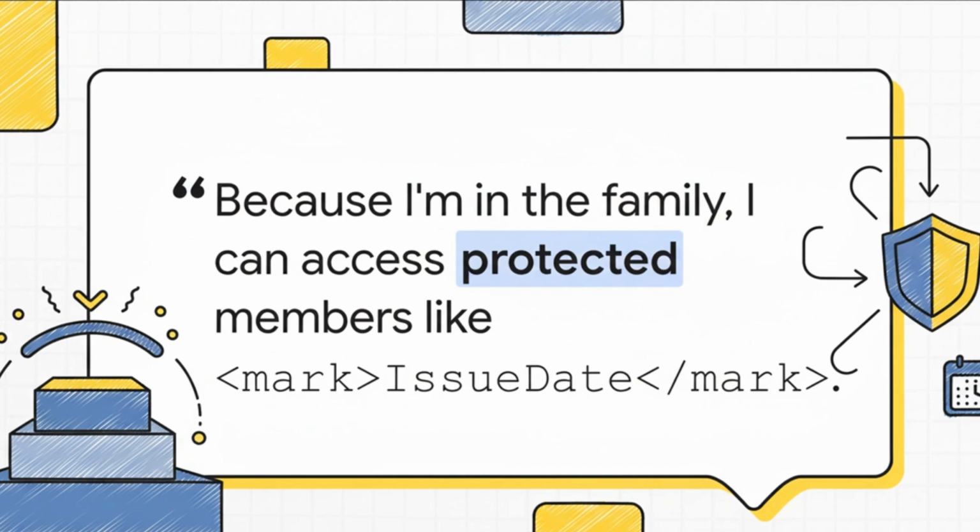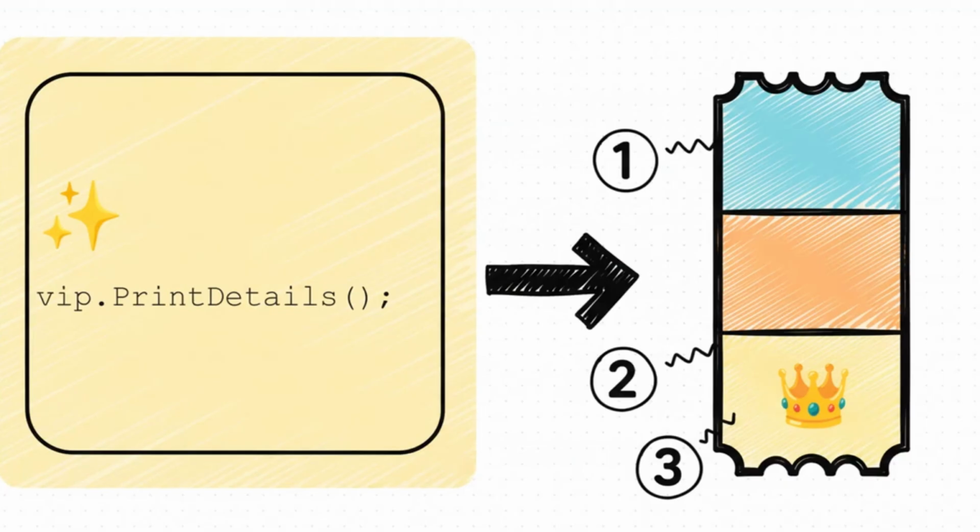The reason this works is because VIP ticket is part of the family. That protected keyword gives it a special backstage pass to the members of its ancestors, like issue date. It can just use that property as if it owned it, and it's that invisible base connection that makes it all possible.